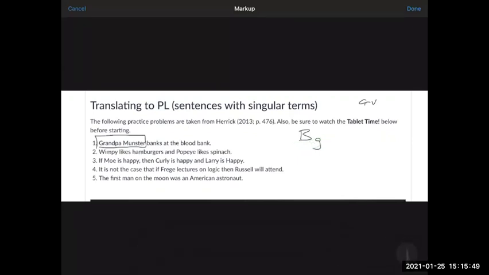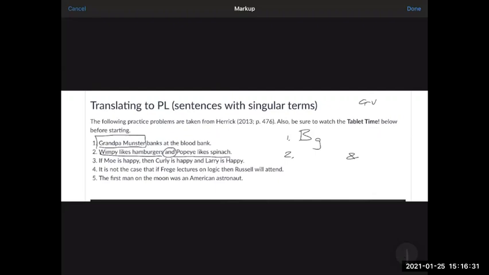Wimpy likes hamburgers and Popeye likes spinach. How about we first figure out what kind of sentence this is? If you notice, this is a truth functional compound. You are saying two things: something about Wimpy and then something about Popeye. So essentially for number 2, what we're looking at here is some sort of conjunction. On the one hand we're talking about Wimpy, and on the other hand about Popeye.